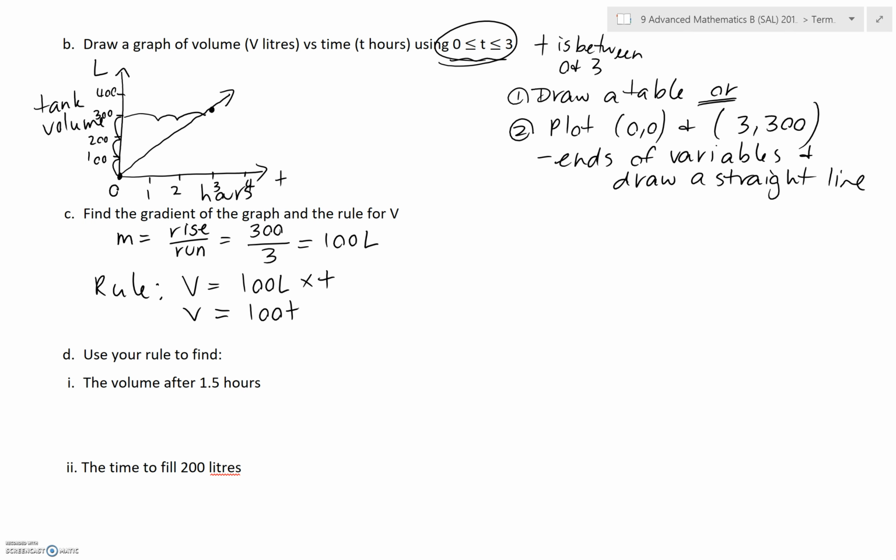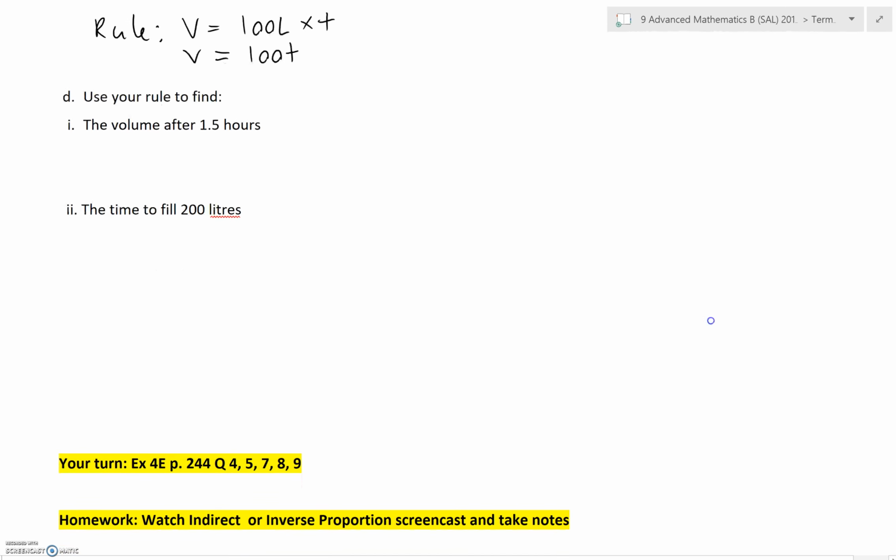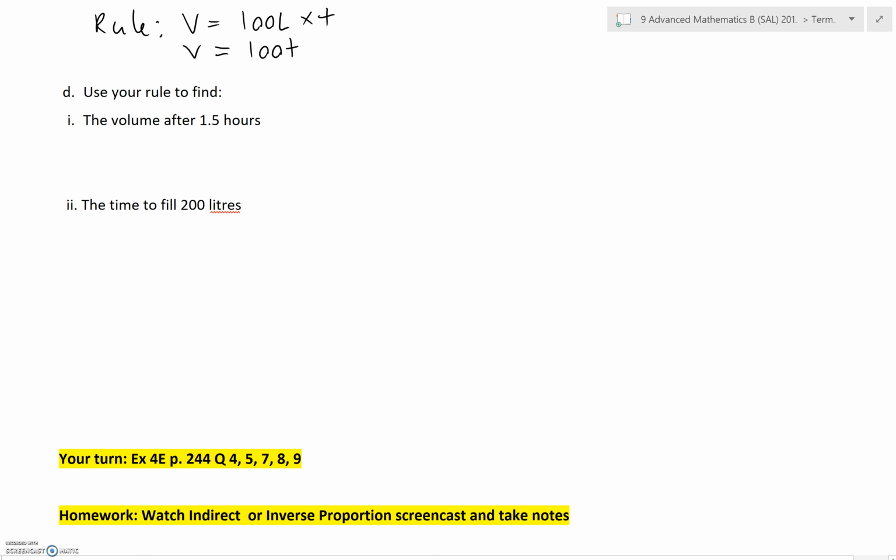Now, use our rule to find the volume after 1.5 hours and the time to fill 200 litres. These are similar to the things we did last question. We need to let T equal 1.5 and use that with our rule. V equals 100T, which equals 100 times 1.5, which equals 150 litres. That's the volume after 1.5 hours.